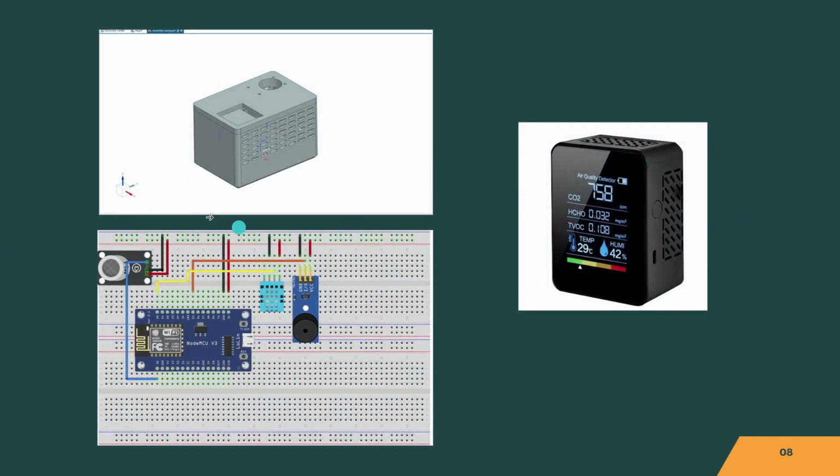Next, this is the design for my case for the IAQMS, and this is the circuit diagram for the system. As you can see, we are using an ESP8266 in this project with the combination of MQ2 gas sensors, DHT temperature and humidity sensor, and a buzzer to warn the user in any case of gas leaks.